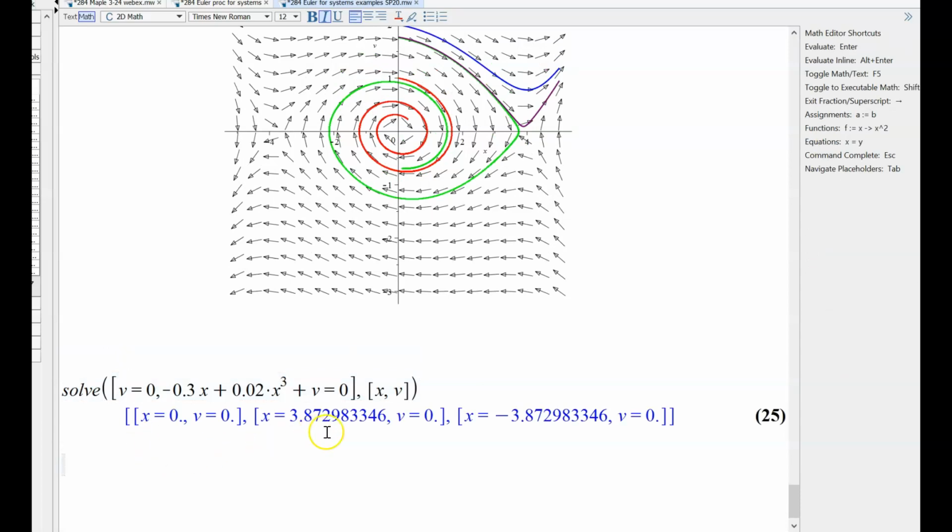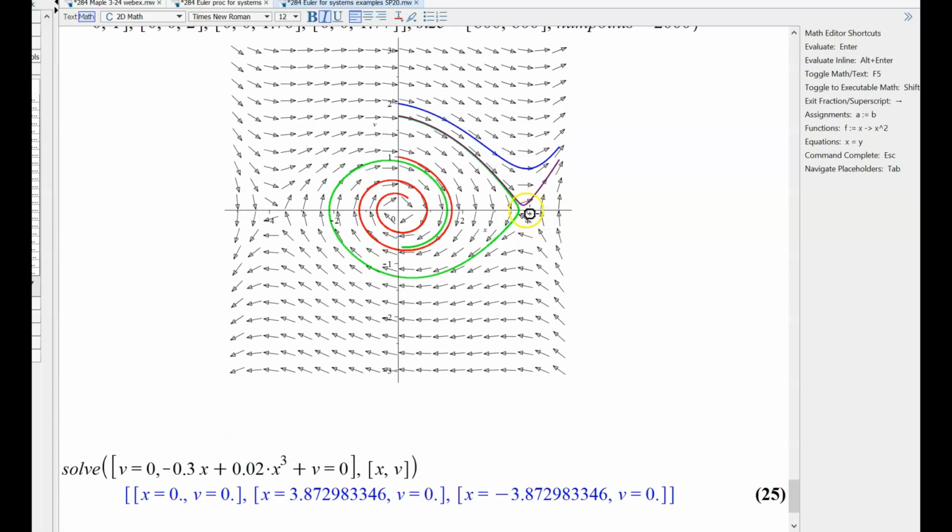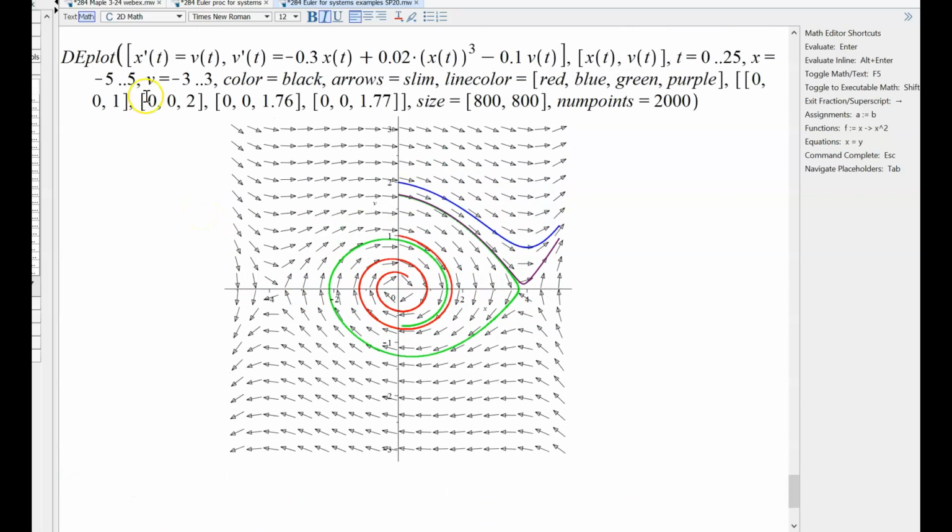Now, if you do this on paper, you're going to come up with 0 and plus or minus the square root of 15, which is about 3.87. So we're seeing that up here. There is an equilibrium point, an equilibrium solution, a constant solution along the x-axis. There's 3 of them, in fact. There's one at 0, 0, one at the square root of 15, 0, and one over at negative the square root of 15, 0.